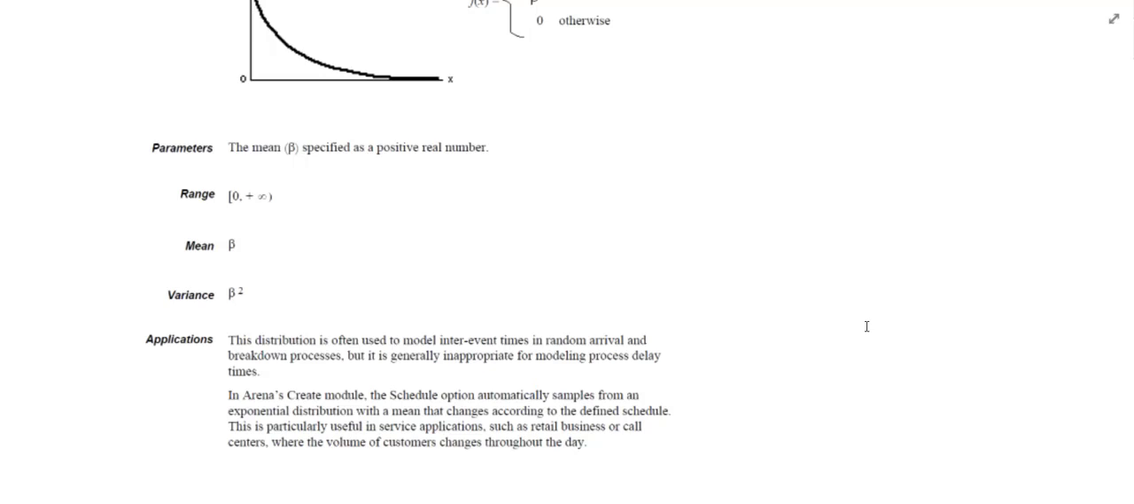To back up for a second, with the schedule option you'd specify the mean within a time slice, and then the actual discrete event slices would come from the exponential data set that the software determines.